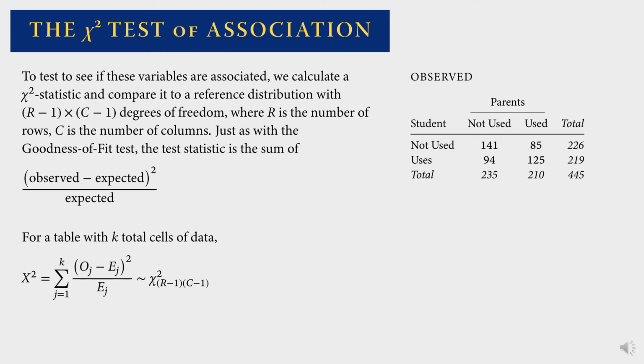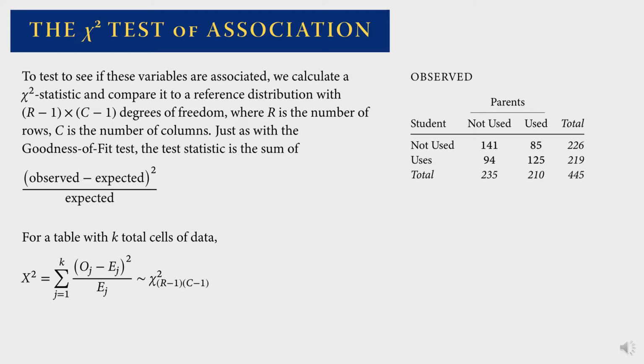The chi-square statistic is just like the one for the goodness of fit test. It's a measure of the distance between what you observed and what you expected. If this statistic is greater than we'd expect to see by chance, we reject the null hypothesis in favor of the alternative.